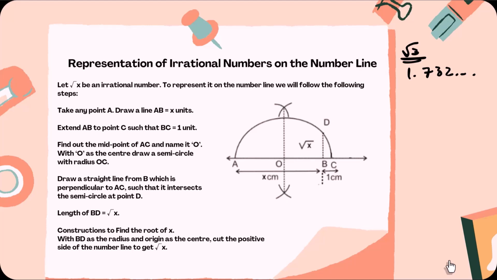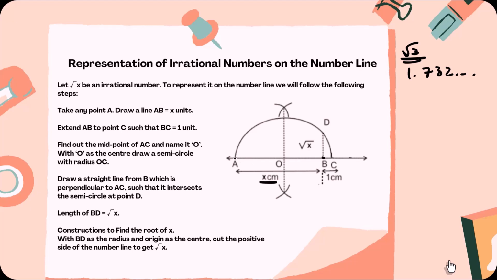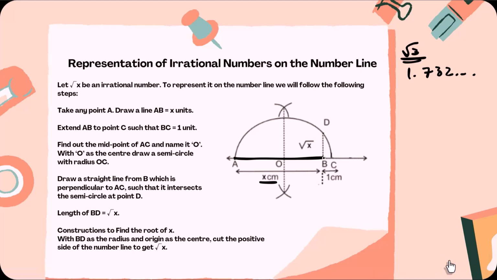First, take a point A, okay? Draw a line AB. What is the AB measurement? AB is x centimeters. The entire length AB is x units, right? So AB is how much? X units. Now extend AB to a point C. So 1 centimeter here will extend.